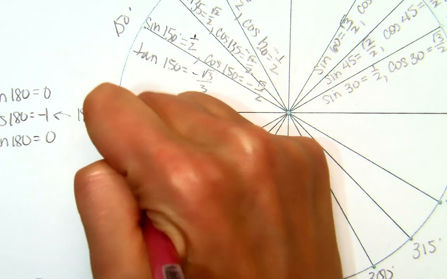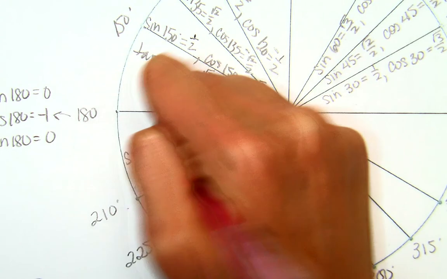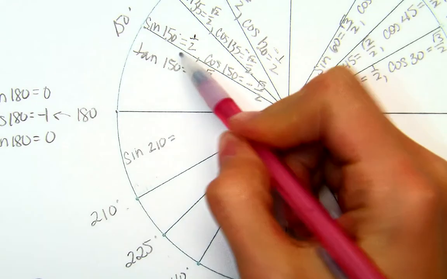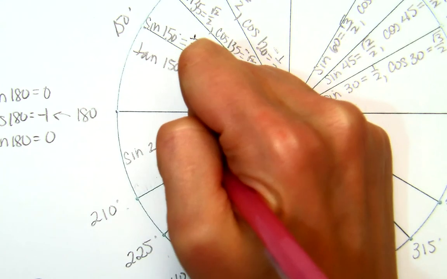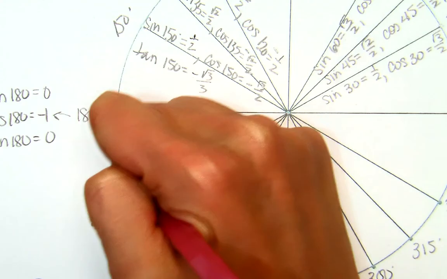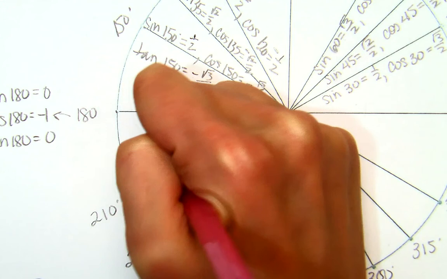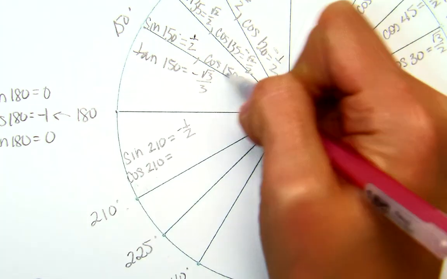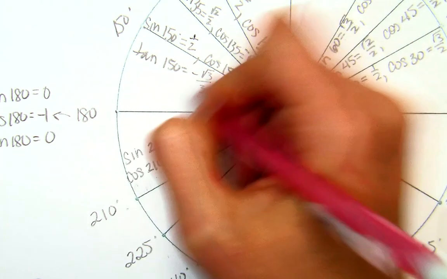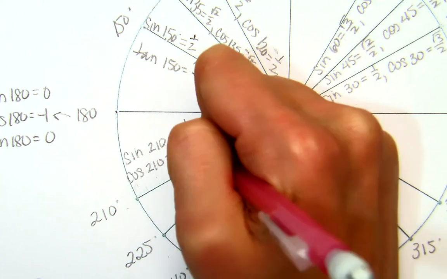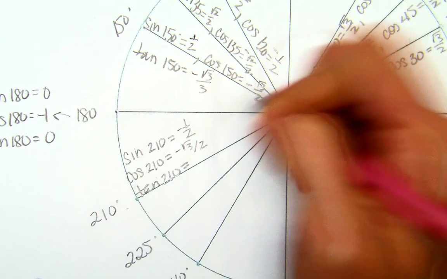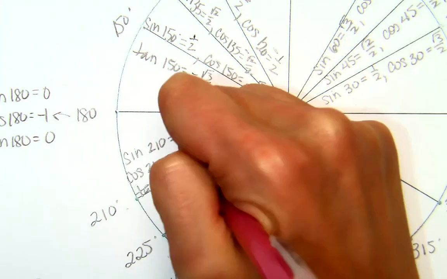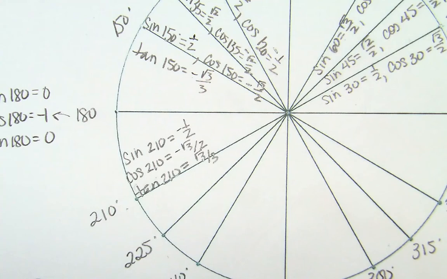Your sine of 210 is going to be the same value as 150. The difference is it's going to be negative now, so it should be negative 1/2. Cosine of 210 is going to be negative square root of 3 over 2. And tangent of 210 is going to be positive now, so it's going to be positive square root of 3 over 3.